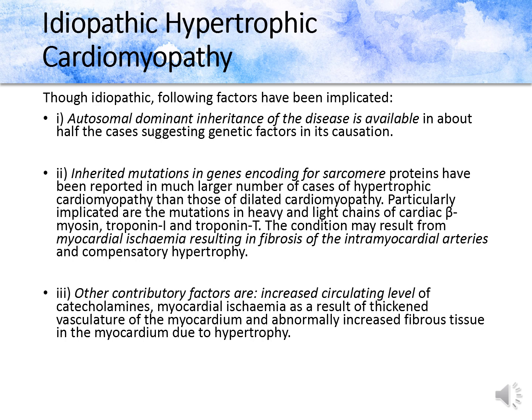The condition may result from myocardial ischemia resulting in fibrosis of the intramyocardial arteries and compensatory hypertrophy. Other contributory factors are increased circulatory level of catecholamines. Myocardial ischemia is a result of thickened vasculature of the myocardium and abnormally increased fibrous tissue in the myocardium due to hypertrophy.